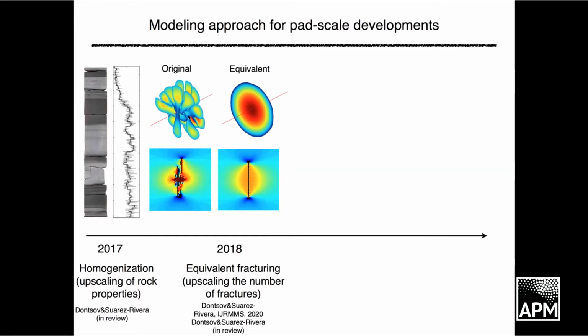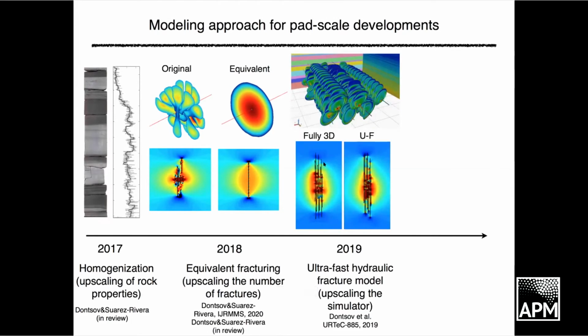They're all weird because they interact due to stress shadow, and one equivalent fracture represents it from a stress level. Here you have a picture right below: the stress field from this complex fracture system and a single fracture. And again, the far field is the same. Then the next thing is how to model it quickly.